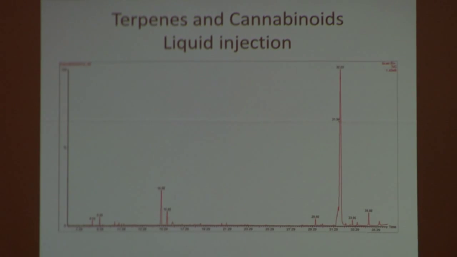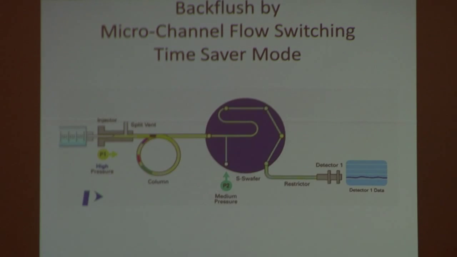Okay, now the terpenes and the cannabinoids in a liquid injection, we've seen that chromatogram before. But here's something that we can do in the laboratory to get rid of the late eluting cannabinoids in order to save time in the chromatography.